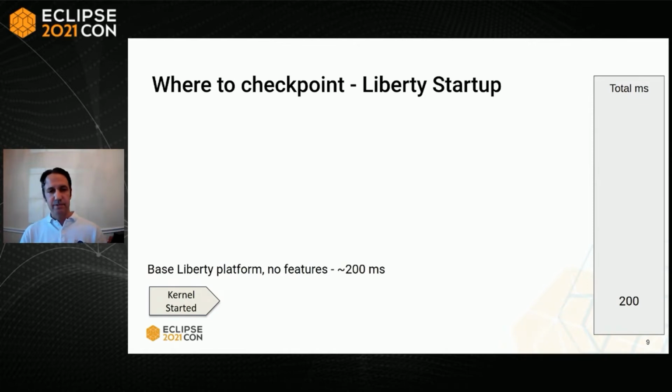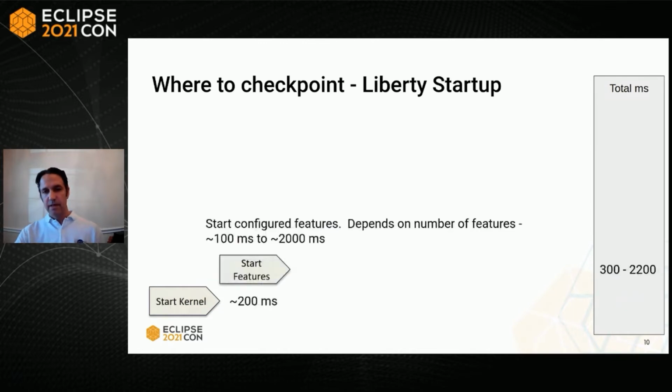So this is roughly 20 OSGi bundles, and their sole purpose is to provide a platform for installing additional features on. That takes about 200 milliseconds to start. Next, we look for the configured features that you have enabled and get those started. That can range from 100 milliseconds up to 2 seconds plus, like if you're enabling the complete Jakarta EE 9 platform, for example. So you're looking at 300 milliseconds to 2 seconds at this point.